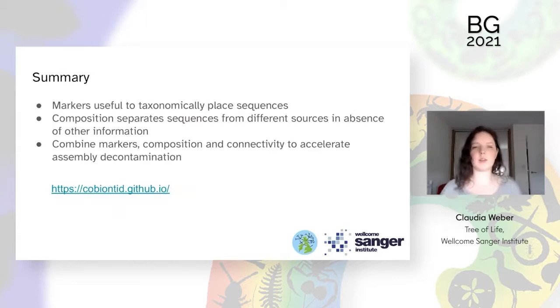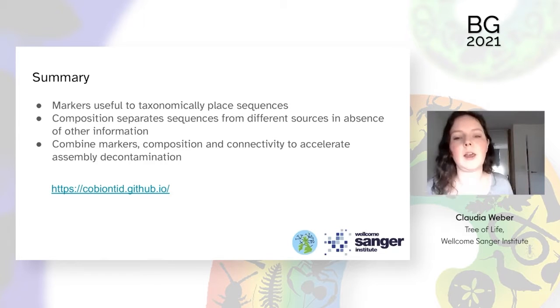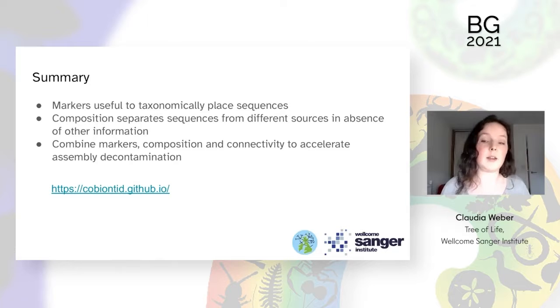So in summary, we've seen that markers can be useful to approximately taxonomically place sequences, even when they become quite diverged. Composition can help separate sequences, even in the absence of other information, so we can use that as a useful backup. And if we combine markers, composition, and network connectivity, we can potentially accelerate the whole assembly decontamination process.